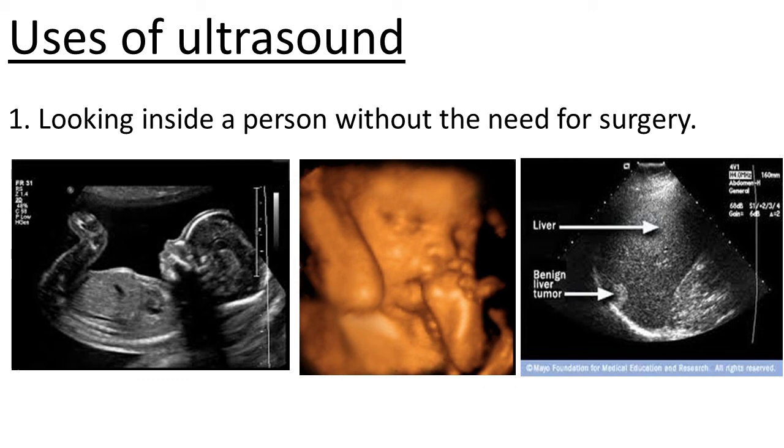That first picture, the one on the left, that's a 2D ultrasound picture of a baby, and you can just about see its backbone, its vertebra, the white bits of the hard bone. Then in the middle, we've got this really impressive 3D ultrasound picture of a baby, and the one on the right is a picture of a tumour. So you can look inside someone without actually having to take a knife to them, which is useful.